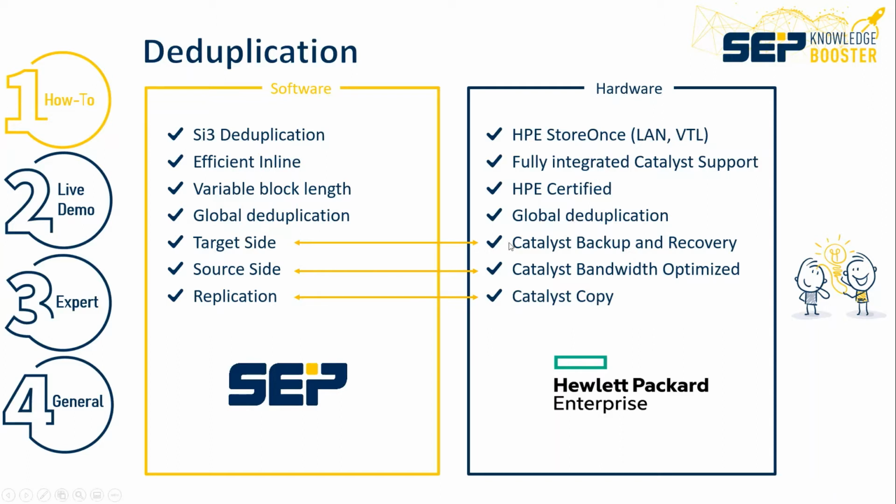And some matching functionalities. The target side dedup from our SI3 deduplication is the Catalyst backup and recovery, writing via Catalyst to the StoreOnce and retrieving the data from there. The source side dedup is known as Catalyst bandwidth optimized, and this is also available in our software. And the replication is called Catalyst copy, but it's some sort of similar functionality, replicating the data to somewhere else.